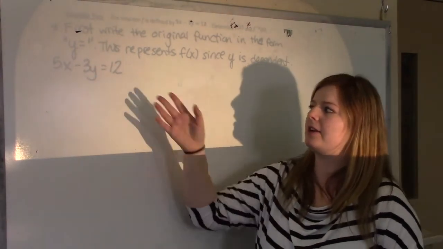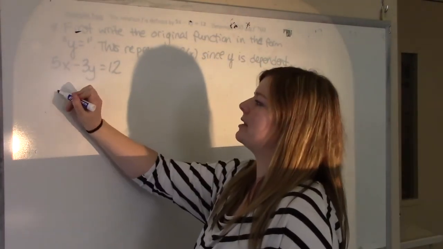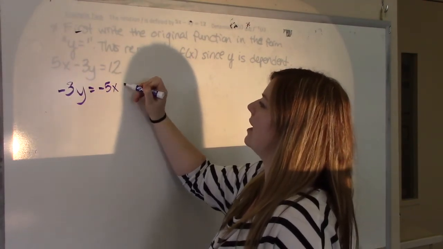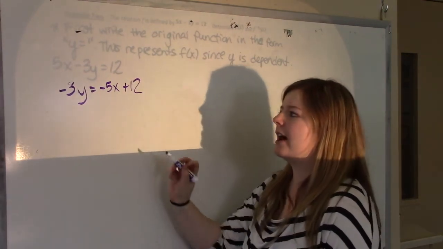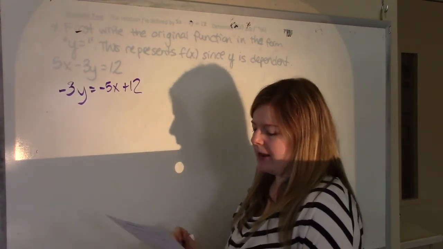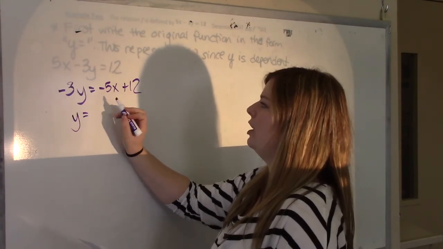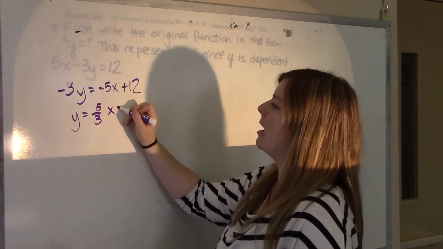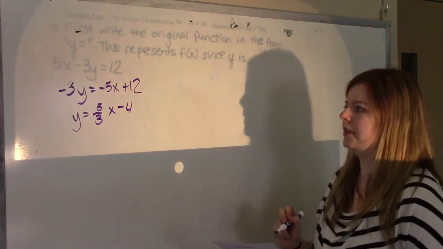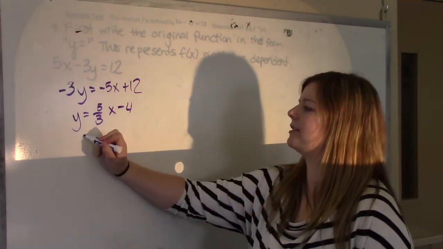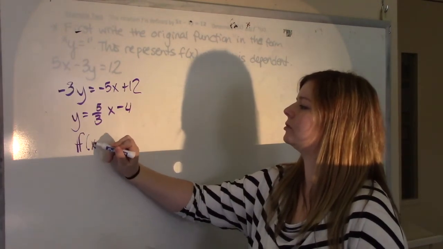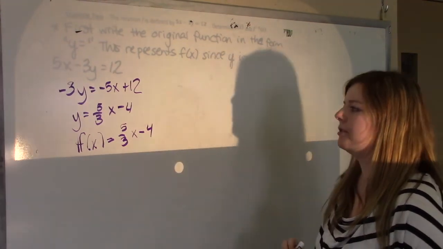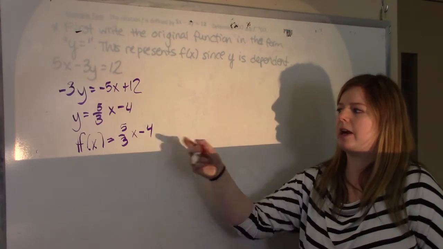So 5x minus 3y. So we just are trying to isolate y. So you move the 5x over, so it's negative 5x plus 12. And then to isolate y, you divide everything by negative 3. So negative 5 divided by negative 3 is just positive 5/3, and then minus 4. Okay? So here you go, that's your function. There you go, it's just a linear function with this slope and y-intercept.